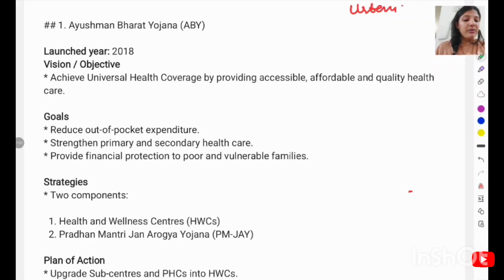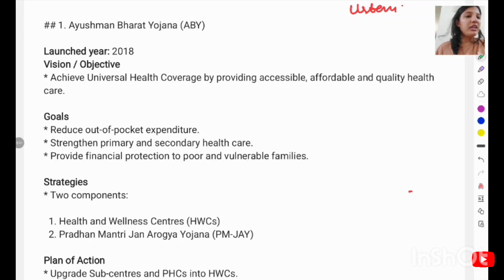This means sometimes in health services or in hospitals, basically in secondary or tertiary care, we have to spend so much that we don't have. So to reduce that, this program is launched, strengthening primary and secondary healthcare and providing financial protection to poor and vulnerable families for secondary or tertiary care. These two components are there, and this is an important thing.